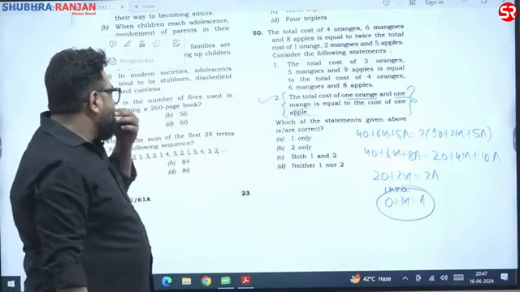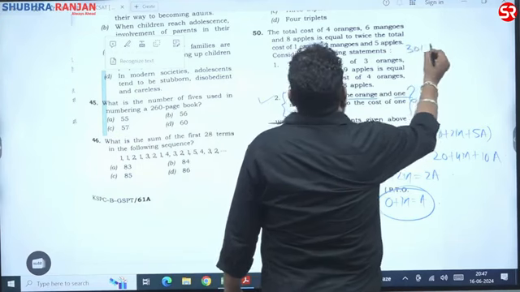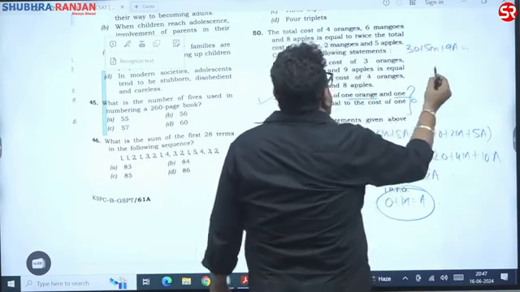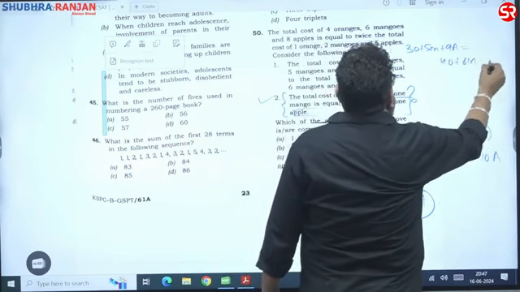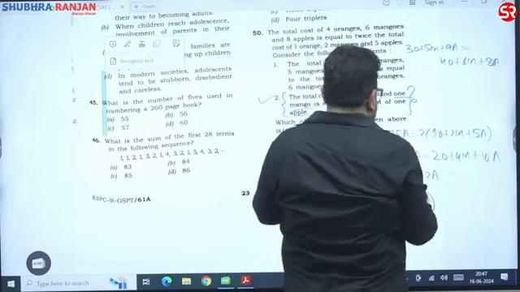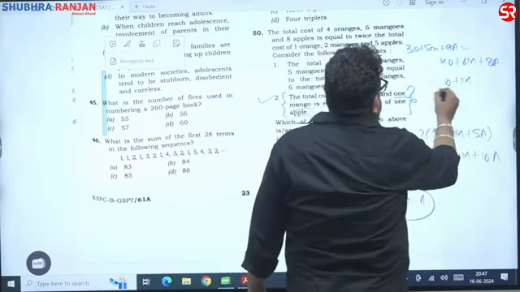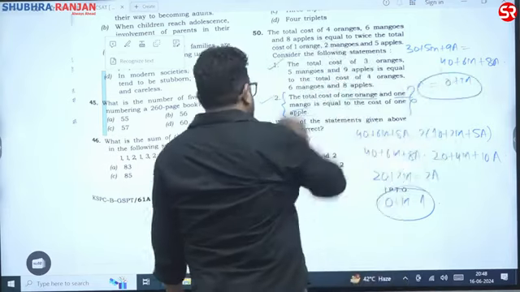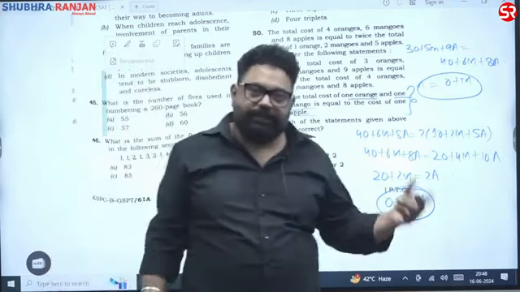Then statement number 1: the total cost of 3 oranges plus 5 mangoes plus 9 apples is equal to the total cost of 4 oranges plus 6 mangoes plus 8 apples. Again, this is giving you the same thing: orange plus mango is equal to apple. Yes, this is also true. So which of the statements are correct? Both the statements are correct.